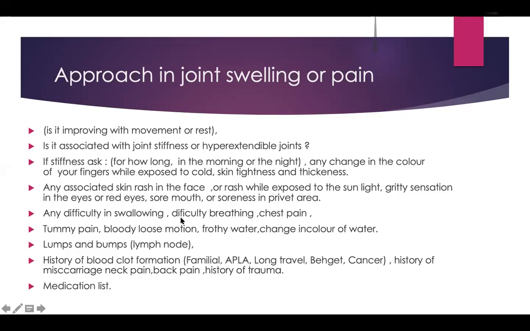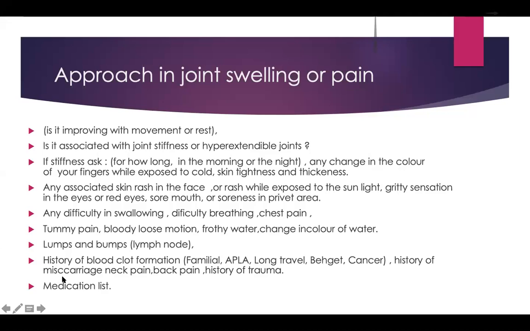Any difficulty swallowing, difficulty breathing, any chest pain, tummy pain, bloody loose motion, frothy water. He said he doesn't have frothy water. You asked about that, also dysuria, change in the color of the water, any lumps and bumps, lymphadenopathy, lymph nodes or tumors. History of blood clot formation, cancer, antiphospholipid antibody syndrome, the familial diseases. You asked in the family history about any cancer or any diseases in the family.